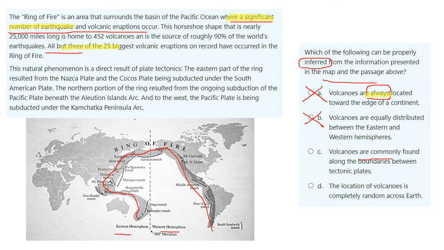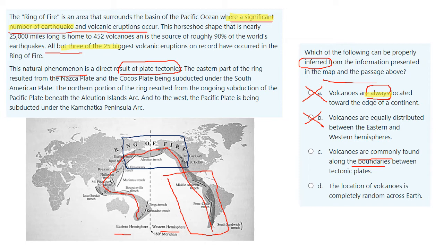Volcanoes are commonly found between the boundaries between tectonic plates. Well, it says that this phenomenon is the result of plate tectonics. The eastern part of the Ring of Fire resulted from the Nazca Plate and the Cocos Plate being subducted under the South American Plate. That means they are pushed under the South American Plate. And then the northern portion is the result of ongoing subduction of the Pacific plate under the Aleutian Island arc.